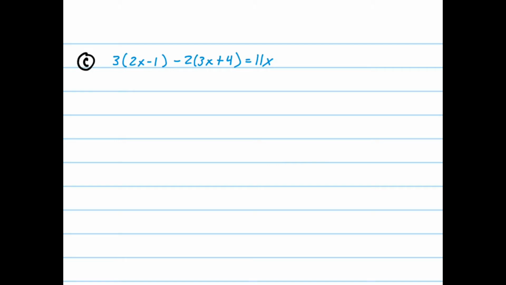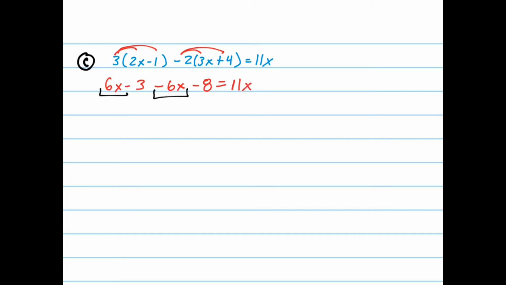Example C, we have more of the same. We'll go ahead and distribute first. So in this case, we're going to distribute the 3. So that's 6x minus 3. I'm going to distribute the negative 2 throughout. So that's going to give us negative 6x minus 8 equals 11. On the left, we'll combine like terms. We've got 6x and negative 6x, which is going to be 0. So the x's on that side just disappear. Realizing now that I forgot the x on the 11 there.